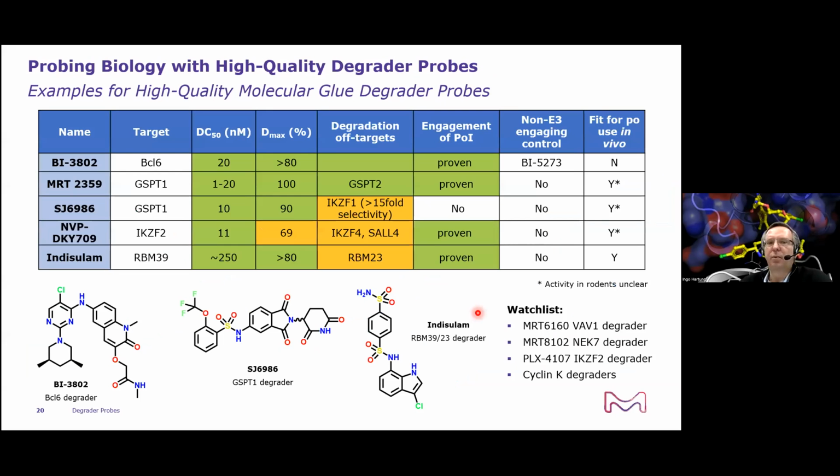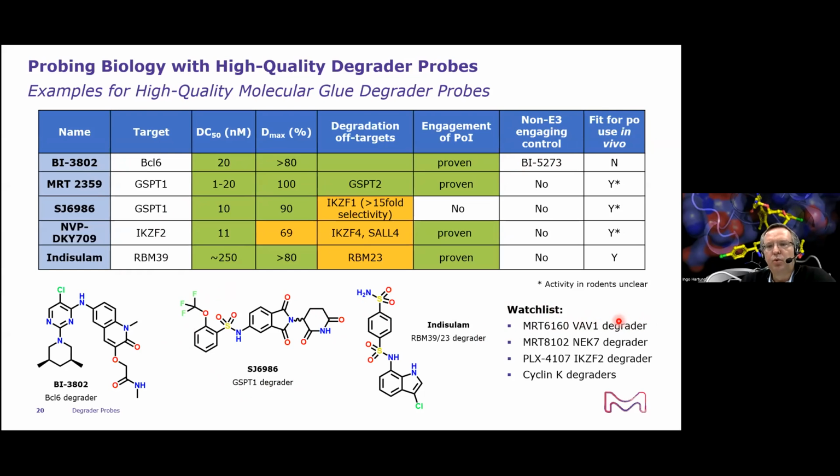Now, the obvious question is, are there compounds fulfilling those criteria? And I will start with the older sibling in the degrader space, the molecular glue degraders. You can see a few examples here in this table. Again, for the experts, no surprise to see Boehringer Ingelheim's BCL6 degrader on here, which comes with a matching, non-degrading control. And then a number of other examples, for example, this GSPT1 degrader from the Rankovic lab.